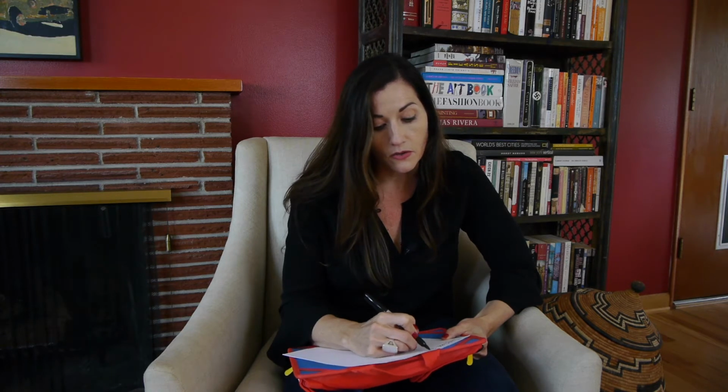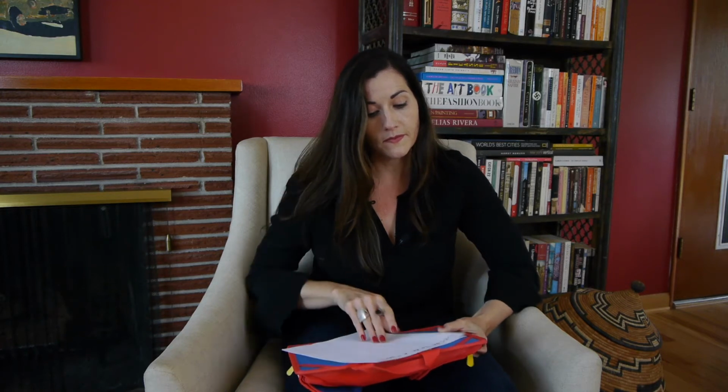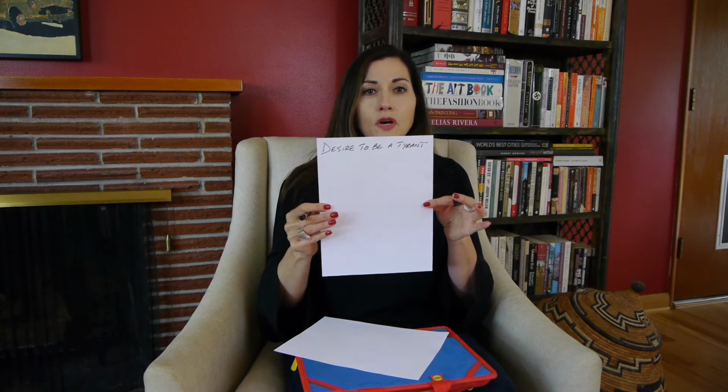And the first way to do that is to identify the process itself. So in this example, I'm going to use the victim-tyrant process because President Trump runs that one regularly, and it's very obvious. So we identify the corners of the square. The first would be desire to be a tyrant. That would be the first corner.